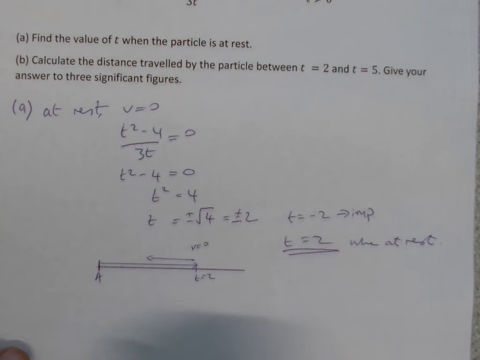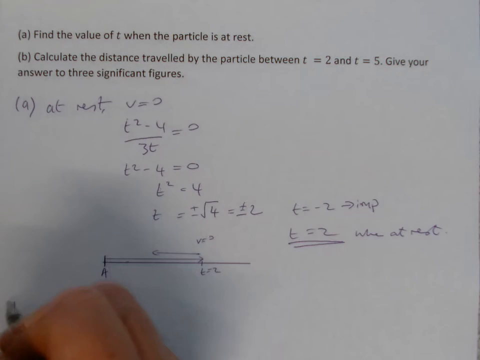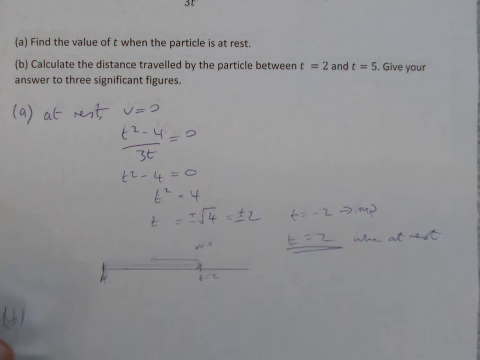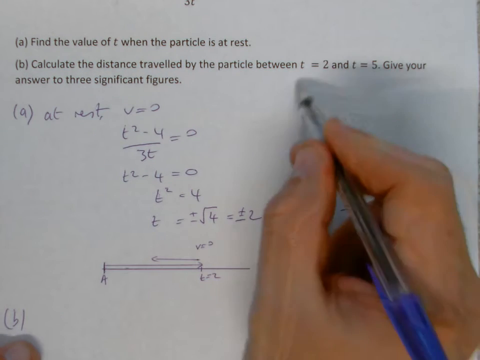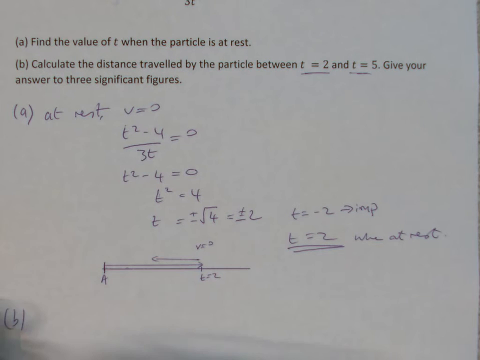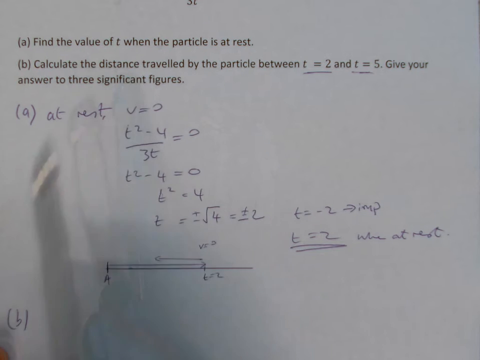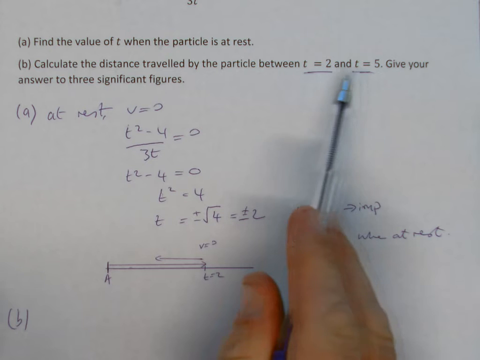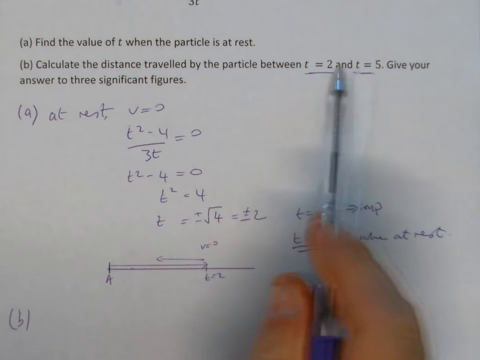Anyway, back to part B. Calculate the distance travelled by the particle between t equals 2 and t equals 5. The reason I went through all of that explanation a moment ago is because they want the distance between t equals 2 and t equals 5, and that's really important. There are really important concepts to consider here. They want the distance, not the displacement at these particular times. They're not really interested in that. They want the distance travelled between these 2 times.